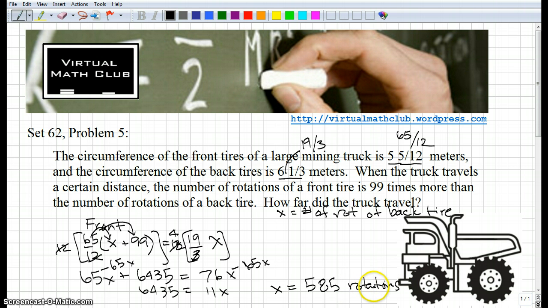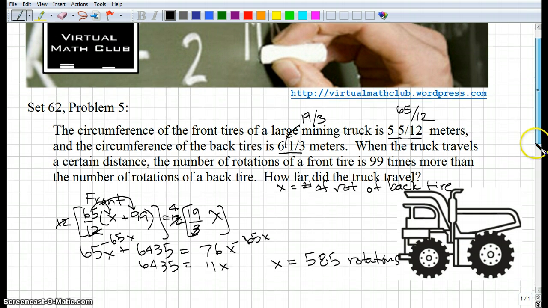Okay? So, we're asked though how far did the truck travel? So we want this distance. We can either take the number of rotations and add 99 times 65/12, or we can just multiply the number of rotations times 19/3. Because before we did all this algebra, we had the distance of the front tire and the back tire were equal, right? So we can use either of these formulas for distance to get the distance that the truck travels.